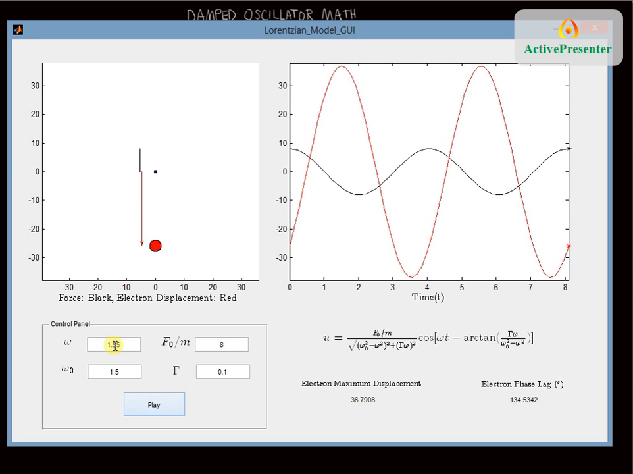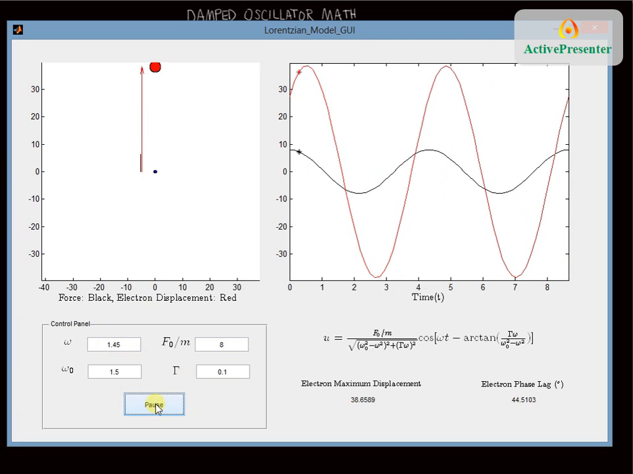If I now drive it just a little bit under the resonant frequency, now you see that the oscillation is almost perfectly in phase with the driving force. So it really flips around that resonant point.